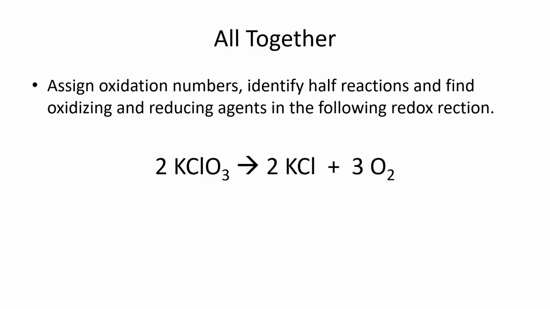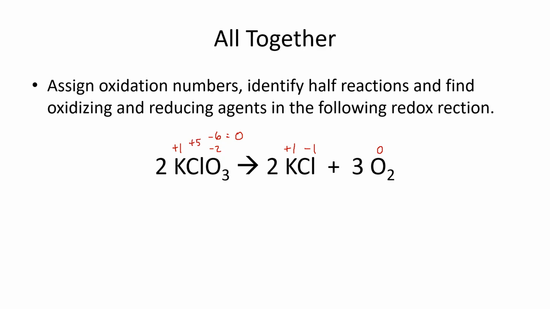Okay, so let's put all our skills together and see if we can identify all the different parts of this redox reaction. So we'll start with oxidation numbers. All the ions, we can just put their oxidation numbers in quickly. Potassium's a +1, chlorine is a -1. Oxygen here is an element, so it's going to be 0. Over here we have oxygen and polyatomic ions, so that'll be -2. There's 3 of them, so that makes -6. Overall, this is going to equal 0, so that means the chlorine here has to be +5.